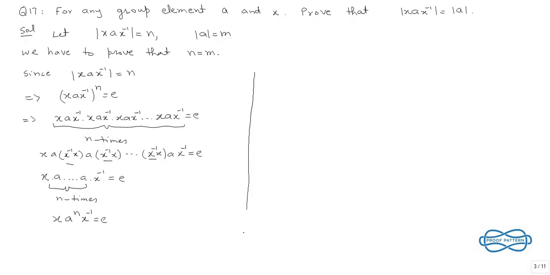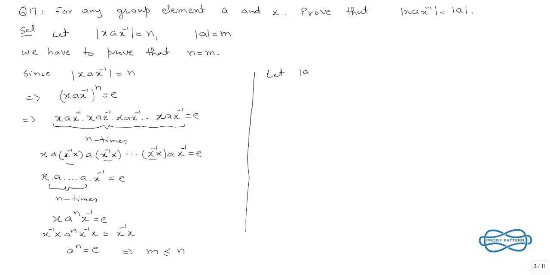If we pre-multiply with x inverse and post-multiply with x, we will get x inverse x, and we will get a^n is equal to identity. Because the order of a is equal to m, and we got another positive integer n such that a^n is equal to identity, this means m is less than or equal to n, because m is the least such positive integer.